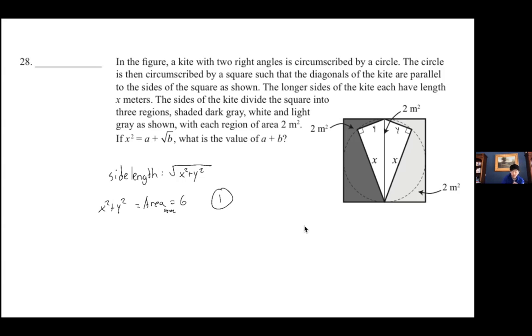And where else can we find that? Well, let's look back at the information. We have that each of the regions is 2. And so the fact that the dark gray equals the light gray just works by symmetry. But we also need to have that the area of the white inside is 2 in order to be able to uniquely determine this square and the areas of the individual sectors. So the area of the white region being 2 is important.